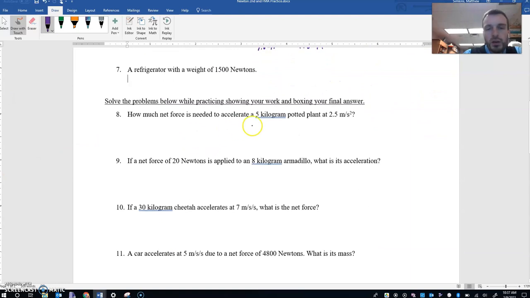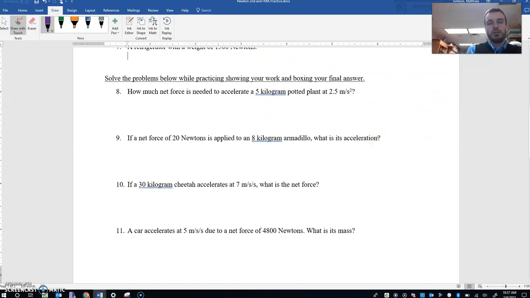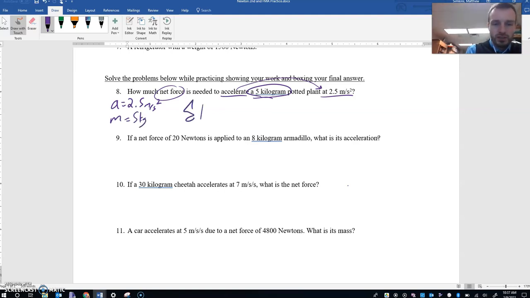How about this one? Solve the problems below while practicing showing your work and boxing your final answer. How much net force is needed to accelerate a 5-kilogram potted plant at 2.5 meters per second squared? Meters per second squared are units for acceleration, or you could use context clues to identify that. 5 kilograms, what is that? Careful, it's mass. So mass is 5 kilograms, and it asks how much net force is needed to do that.